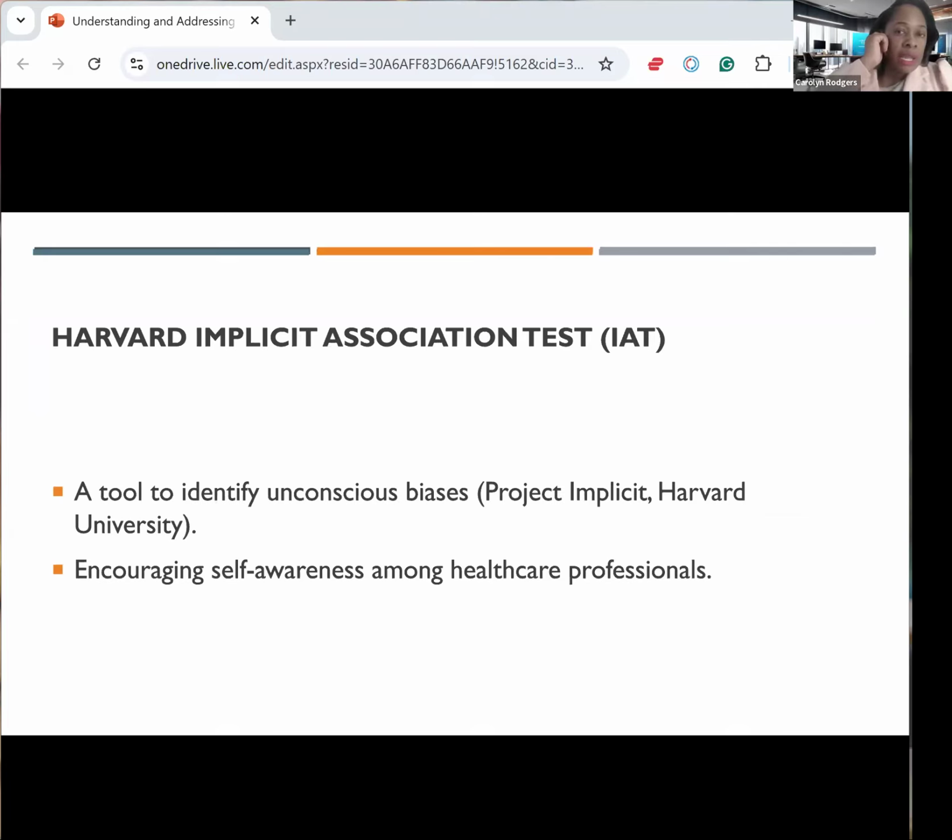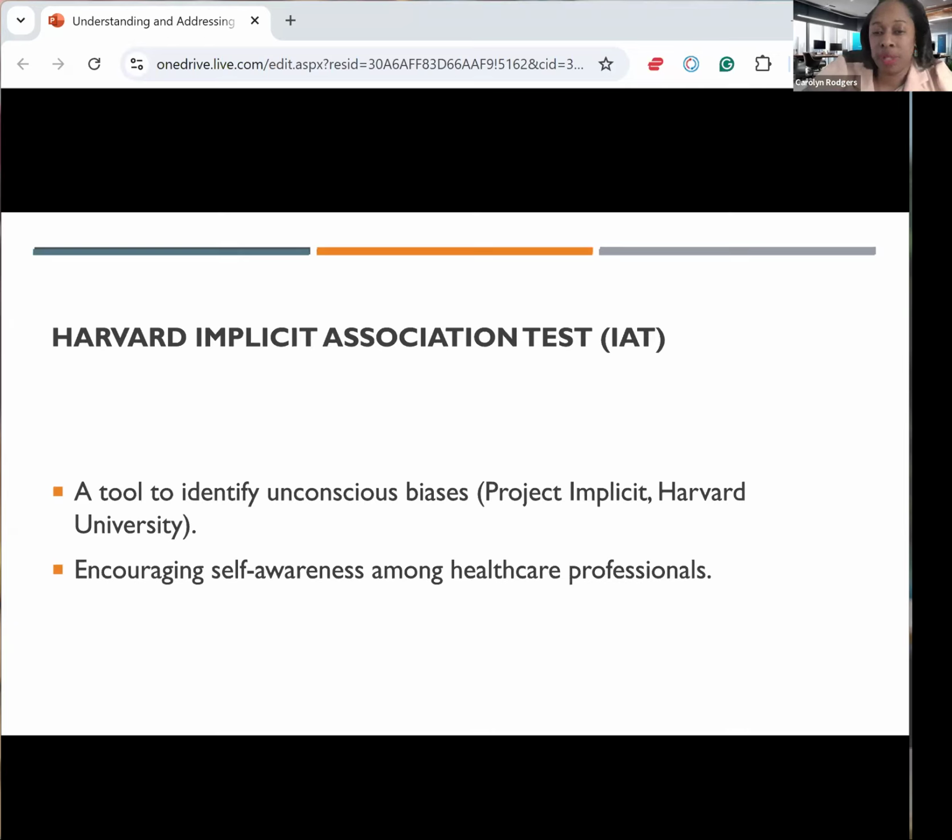Next slide. There is a Harvard implicit association test that was mentioned earlier. And so this is a way that providers, again, can test their own implicit bias. This project, Implicit, is a nonprofit organization, and it's a research initiative that was created by psychologists from Harvard University, the University of Virginia, and the University of Washington. This was launched to study implicit social cognition. And what they did was they wanted to focus on thoughts and feelings that exist outside of conscious awareness or control.